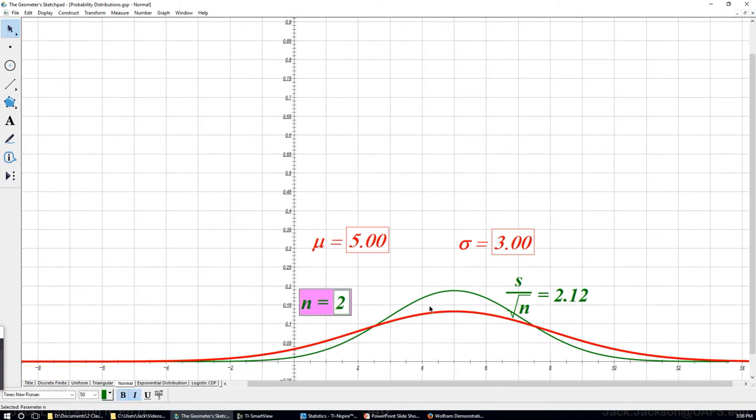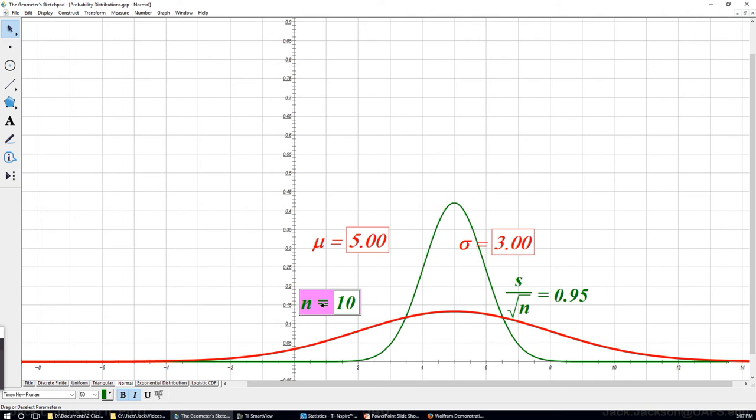Now what we see on the green graph is the distribution of sample means with a sample size of 2. Notice it has the same center, which is 5 here, but it has a different standard deviation. I say S, but I should have said sigma over square root of n, so that's 3 over square root of n for n equals 2. This works out to about 2.2 approximately, and we get that green graph. And so you can see what happens as we let the sample size go up.